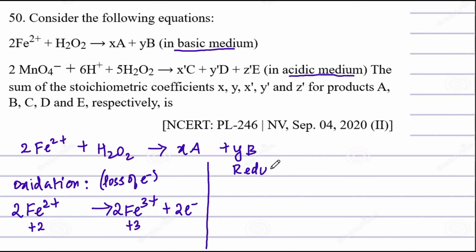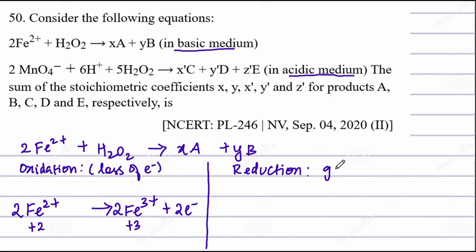Then we will go to the reduction half reaction. We know reduction is gain of electrons. In oxidation 2 electrons are lost, and those 2 electrons will be gained by hydrogen peroxide. H2O2 will gain 2 electrons, and reduction of hydrogen peroxide will take place. So it is reduced to H2O, the water molecule.